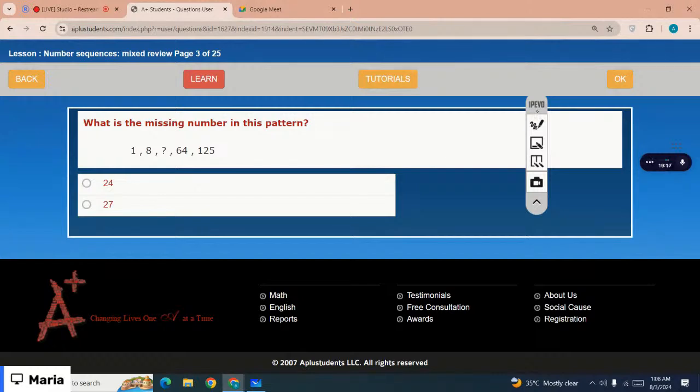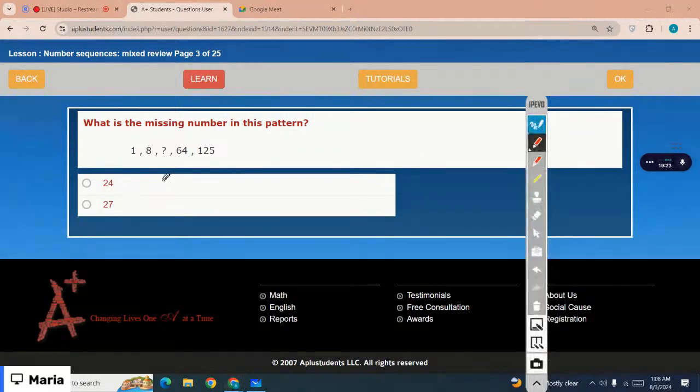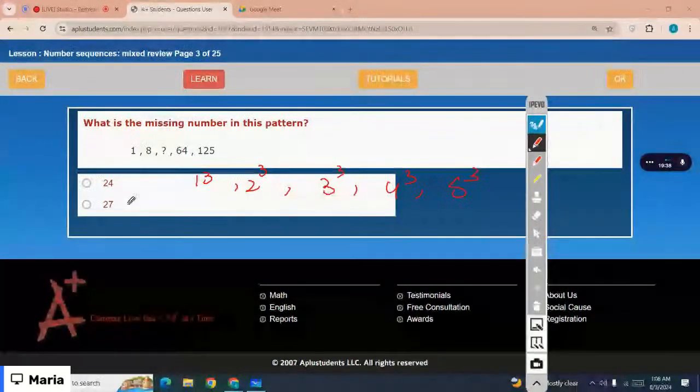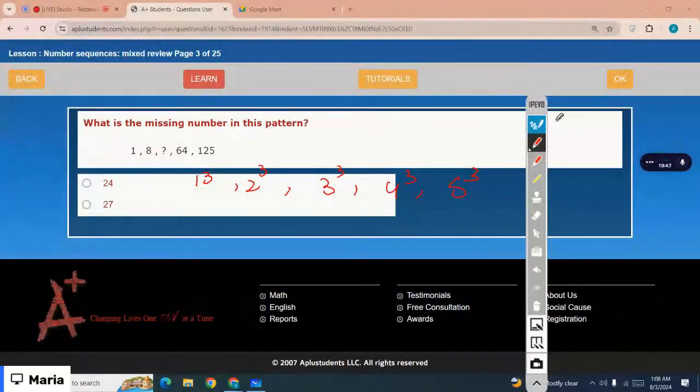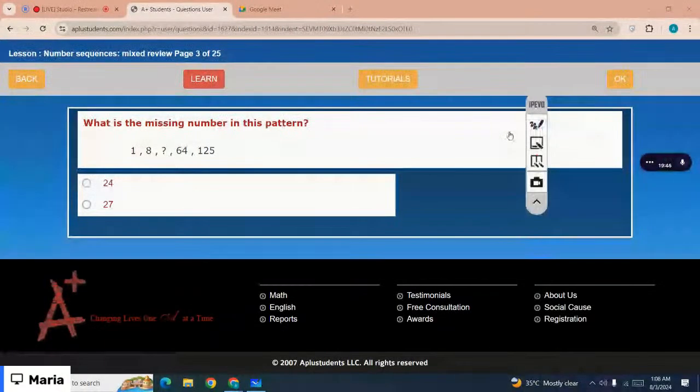That is 1, 8, so the missing number, 64, 1. Basically, you need to understand the sequence, that they are the cubes of the numbers. 1 is the cube of 1, 8 is the cube of 2. You have 5 cube, right? So yes, the missing number is 27. 3 cube is 27. Option number 2 is the correct option. Got it?